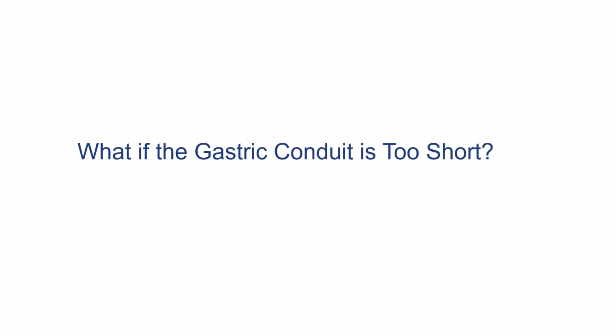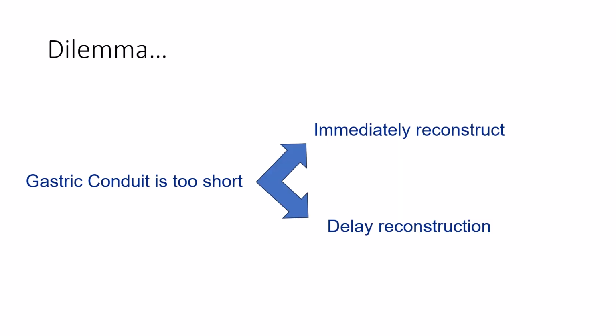So what if you perform a minimally invasive esophagectomy and you pull up a gastric conduit and the conduit is in fact too short? You basically have a choice that you can make in that circumstance. When the gastric conduit is too short, you can decide if you want to immediately reconstruct with a new conduit that you had not prepared or planned for, or you can delay reconstruction.